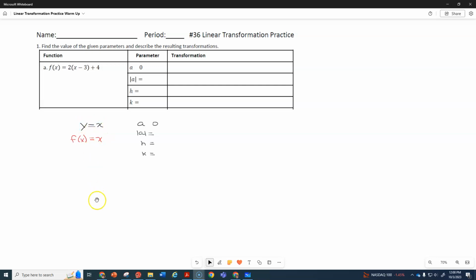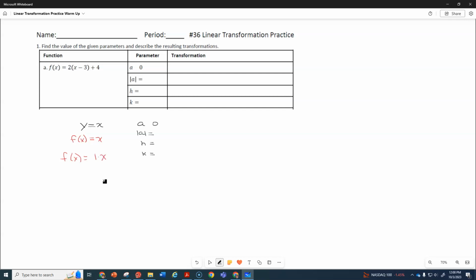This is the parent function, just to demonstrate that every equation that I give you, whether it's written as y equals or whether it's written in function notation, every equation that I give you has a value of a, h, and k. So all I'm asking you to do, well, let me start by just finding the values of a. So this equation right here, regardless of which one, can be rewritten with the value of a.